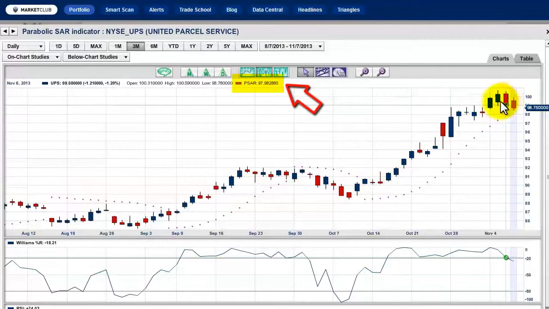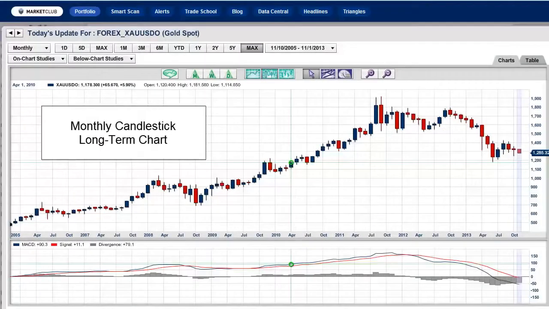So that's how you use the PSAR. The chart we're looking at on the screen is a monthly candlestick long-term chart. The SAR, the parabolic SAR, is a great example of how you can spot long-term trends using this indicator on long-term charts. And trends tend to persist in most markets for quite a while. So let's see how the SAR does on this chart.